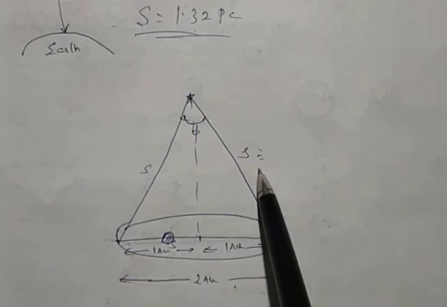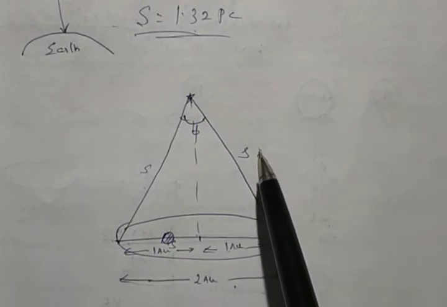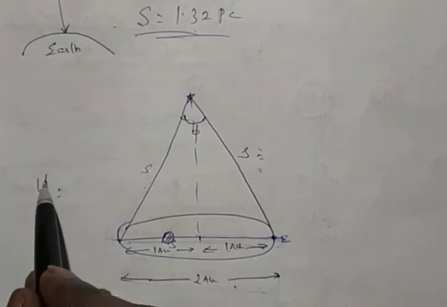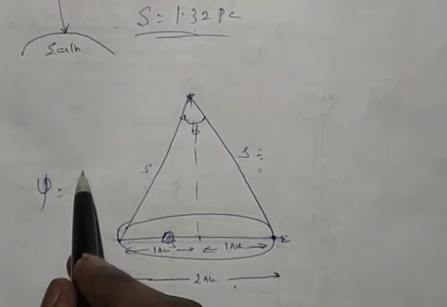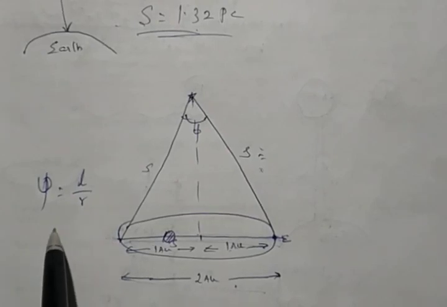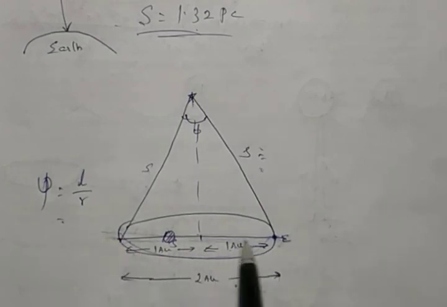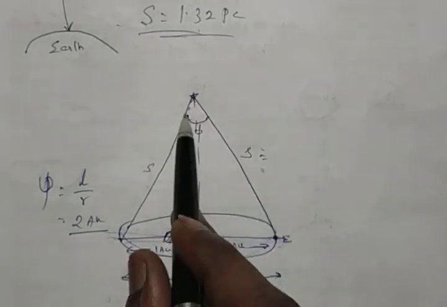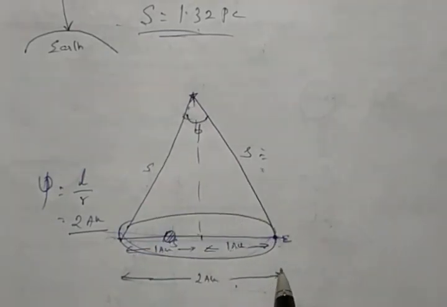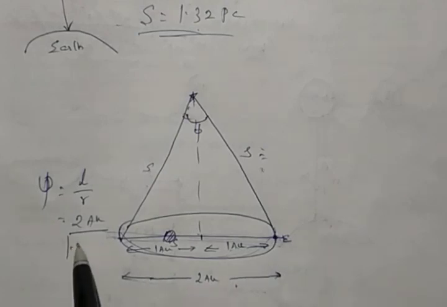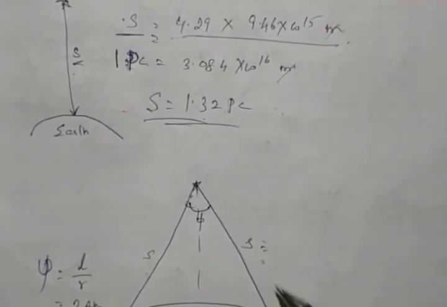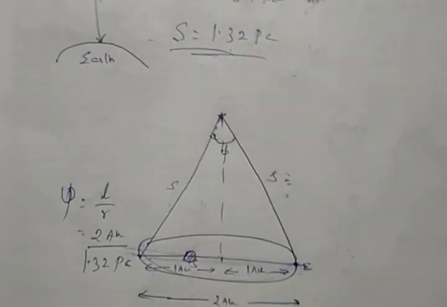And the distance is already given here. Knowing this, we can calculate phi. It is the length of the arc. So phi is going to be equal to length of the arc upon radius. We know this formula. What is the length of the arc? This is the length of the arc, approximately equal to the diameter. So it is going to be 2 AU upon this distance. Now what is this distance? This distance we already calculated as 1.32 parsec. We just calculated this one. This distance is going to be equal to 1.32 parsec.